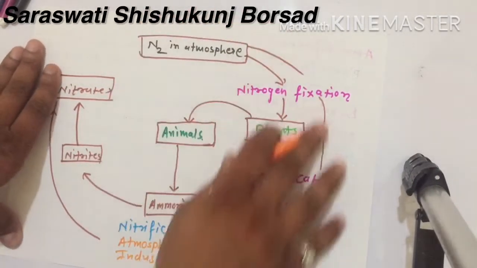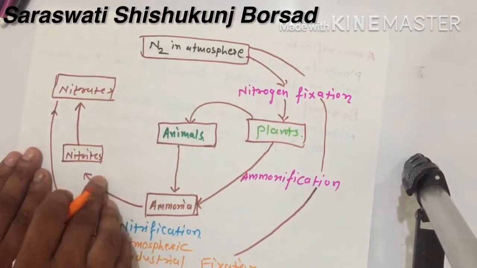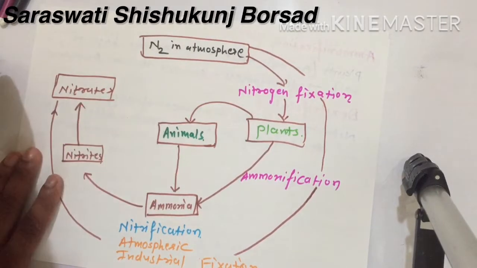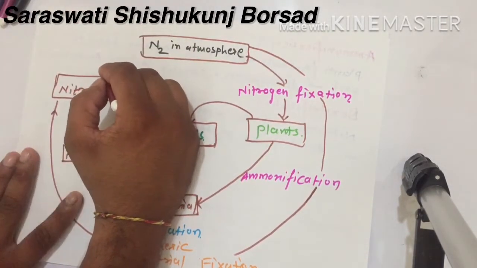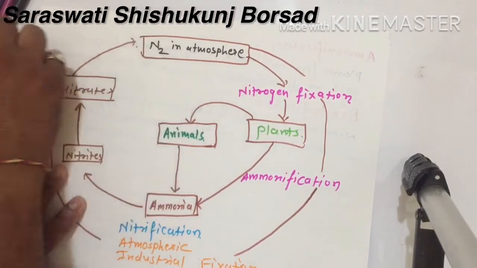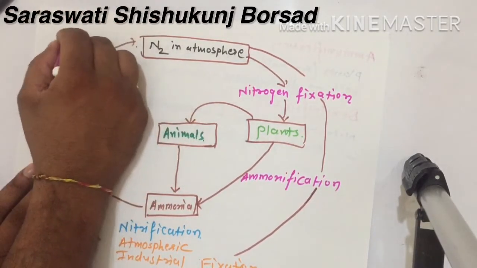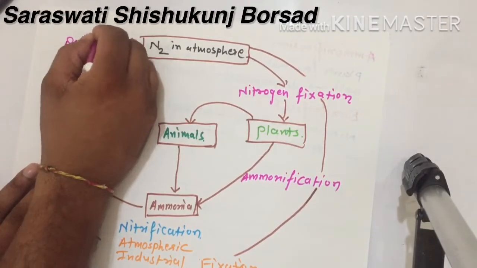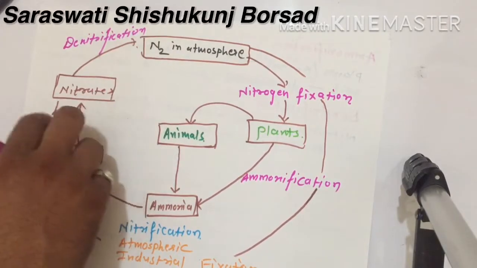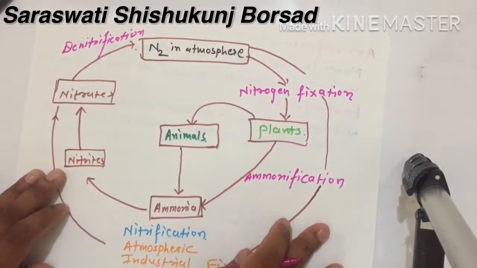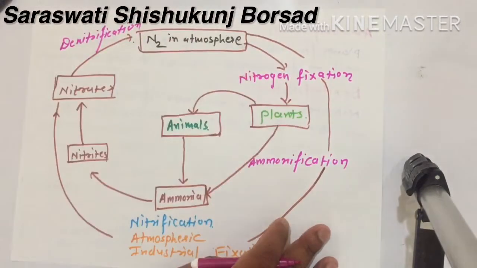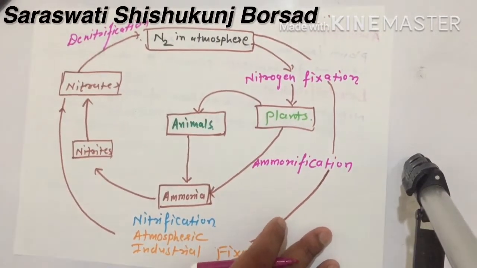Now all of the nitrogen which was utilized is now converted into nitrates. From these nitrates we want it back into the atmosphere, so that process will be our denitrification. By the process of denitrification, these nitrates will get converted into nitrogen back. So this way the whole cycle of nitrogen is done.